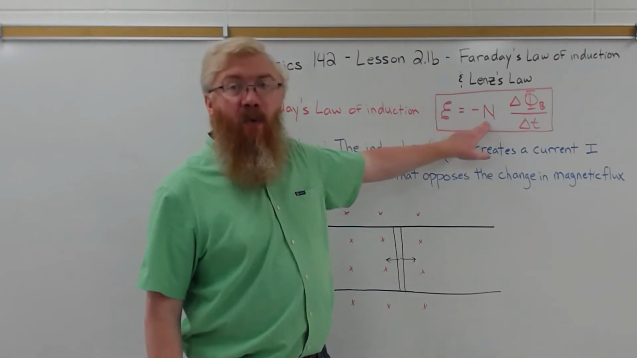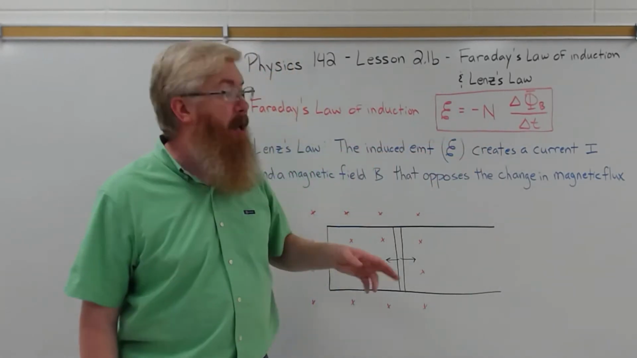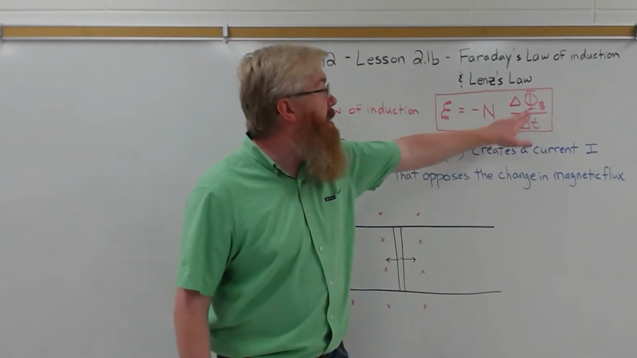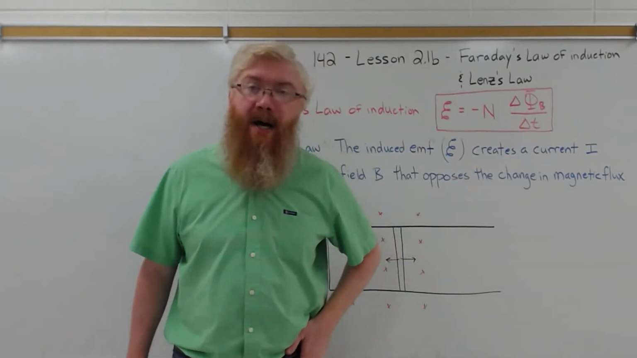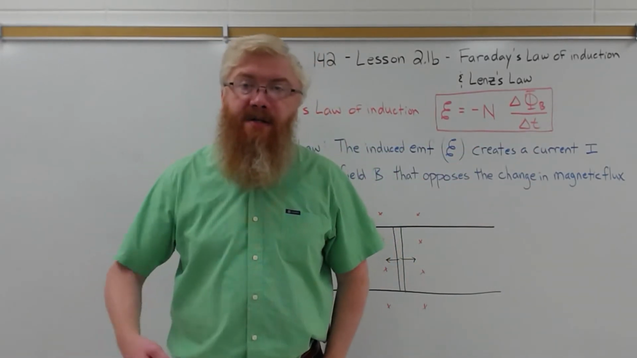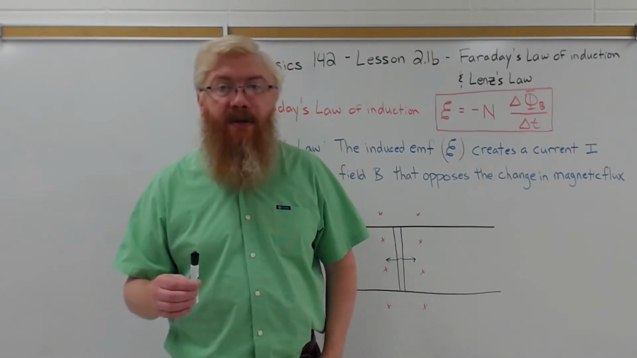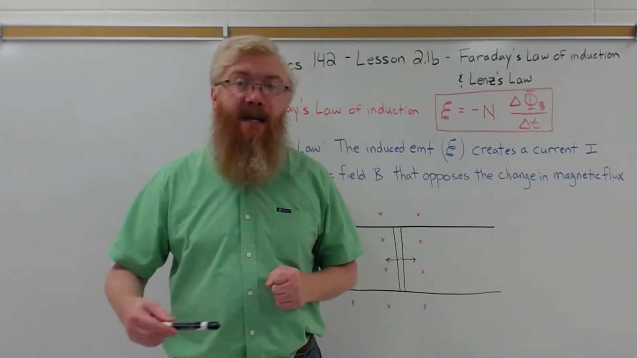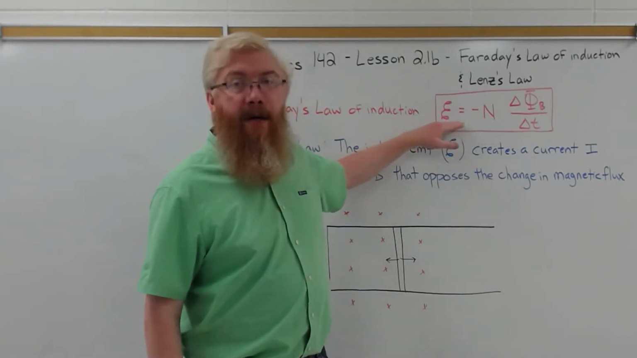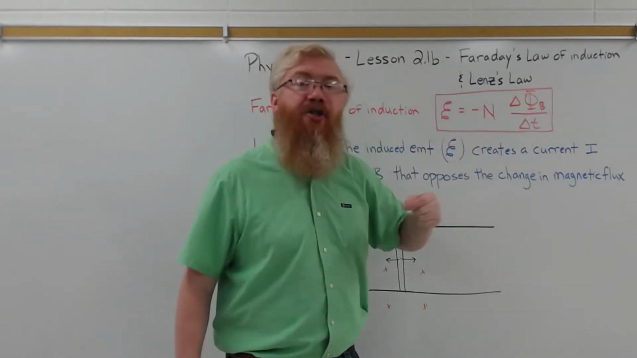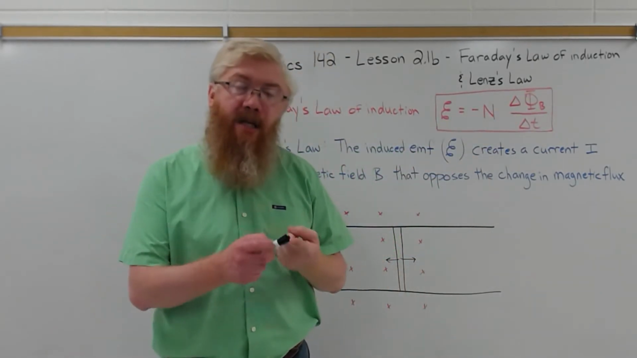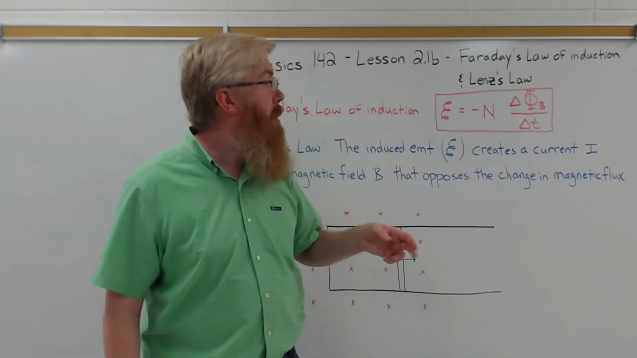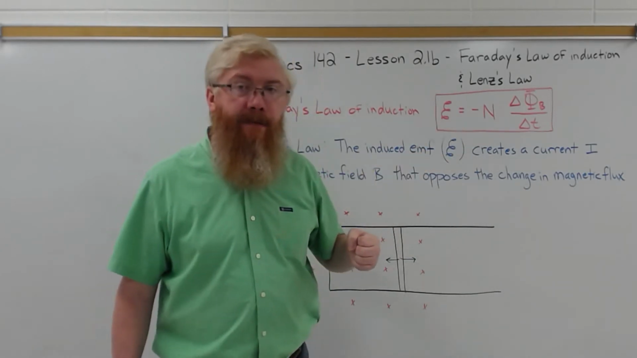So it's the number of loops of wire. It has to be at least one loop of wire to generate an EMF. And then the changing magnetic flux, how quickly the magnetic flux changes with time. If the magnetic field stays the same with time, if the area stays the same with time, and the angle between the two stays the same with time, there's no EMF generated. It's only when the flux changes with time, by either changing the magnetic field strength, by changing the area, or by changing the angle between the two, that you get an EMF generated.